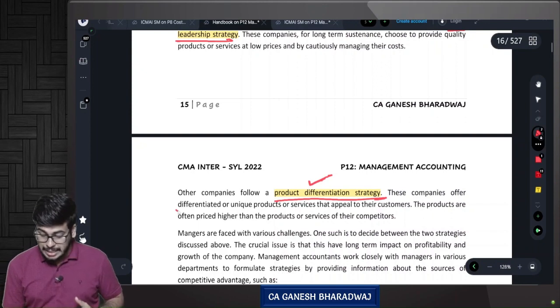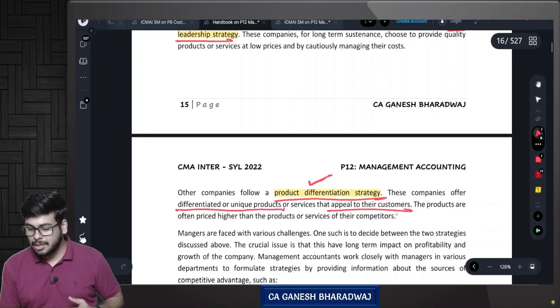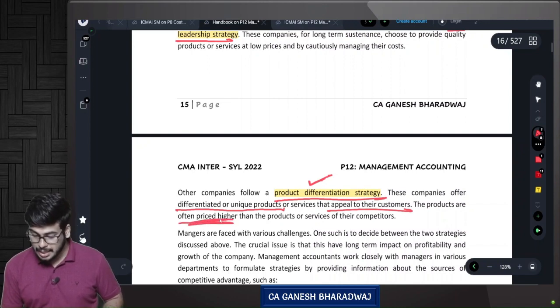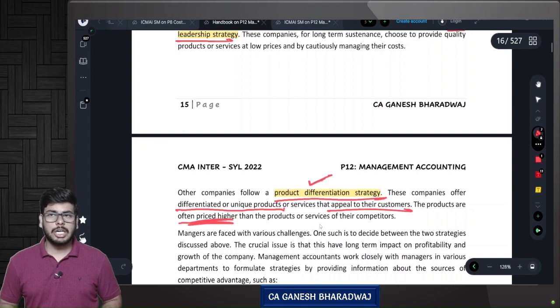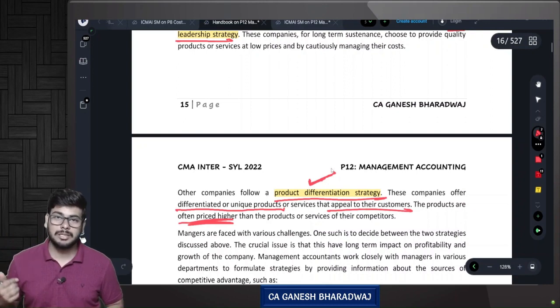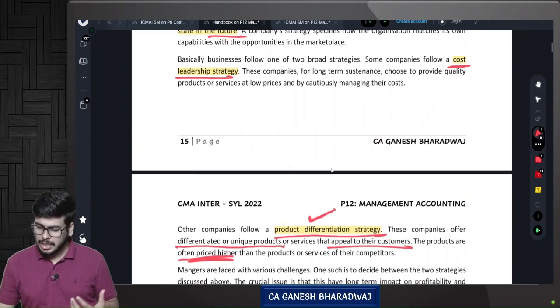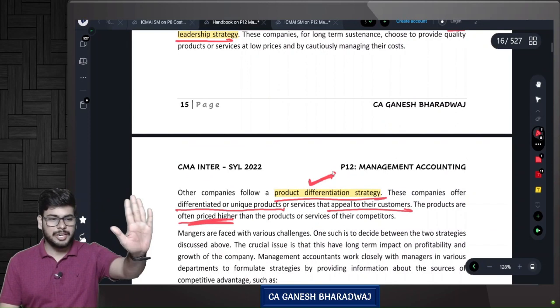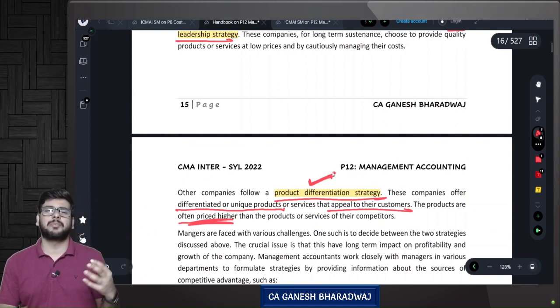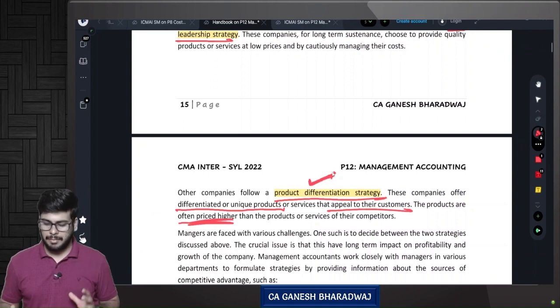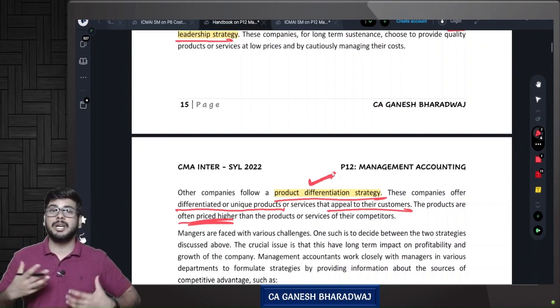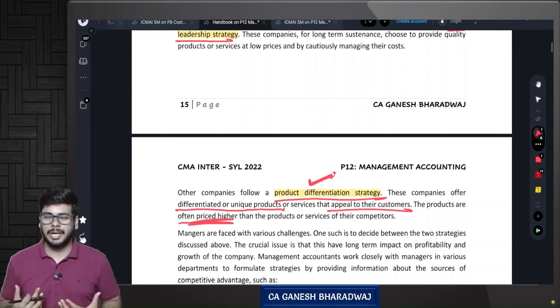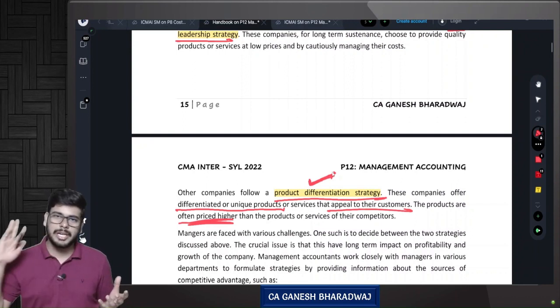These companies offered differentiated or unique products that appeal to their customers. The products are often higher priced than the products or services of the competitors. So if the product is high priced, why will people buy? That's where you make a product differentiation. Now you see, Apple is very successful. So for a company to be successful, they can go with a cost leadership strategy, or they can go with a product differentiation strategy. Cost leadership strategy means go for a lower price, price your products very low. So that way you capture the market. In case of a product differentiation strategy, price your products high, but here the focus is on coming up with different, new, creative products in the market. Clear? So these two are mutually exclusive. You should decide which one is better for you.